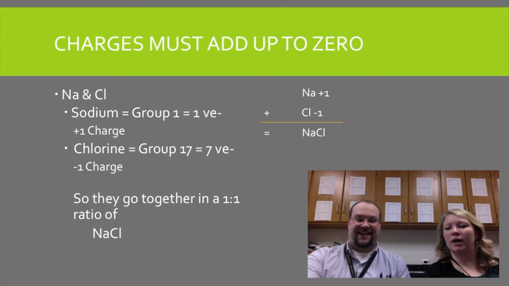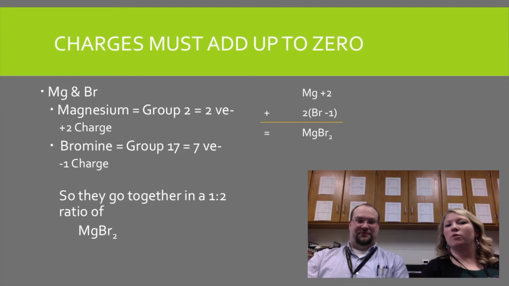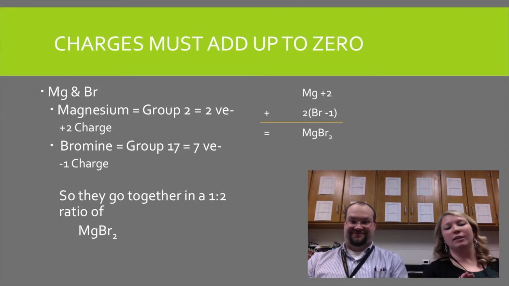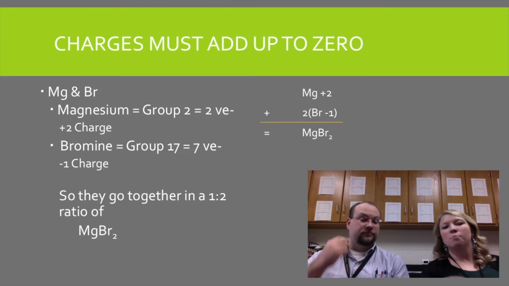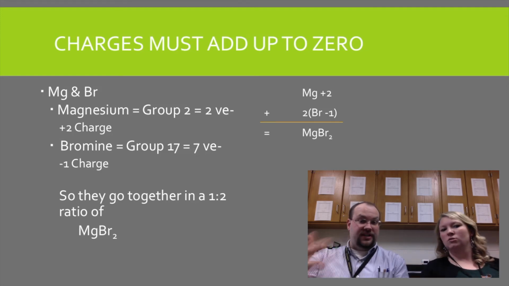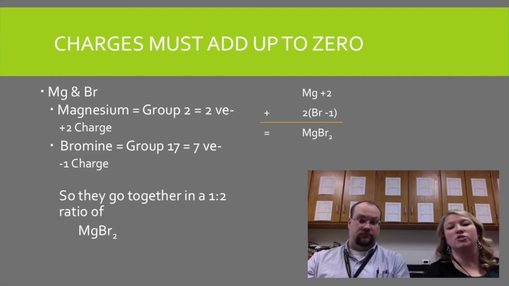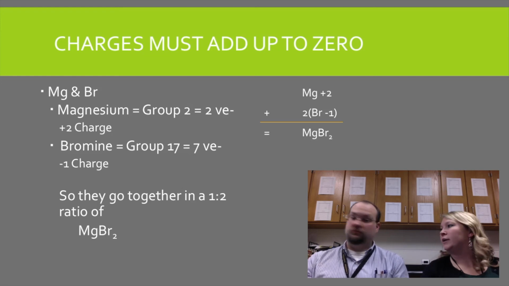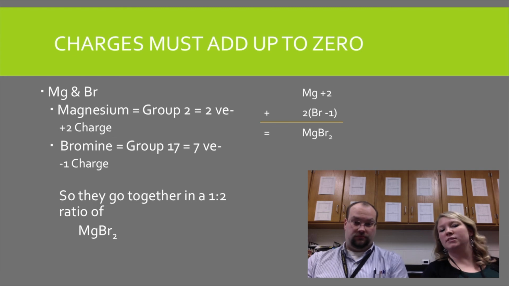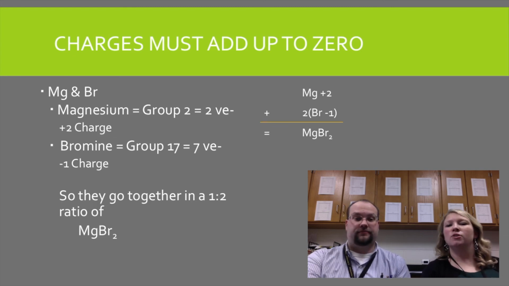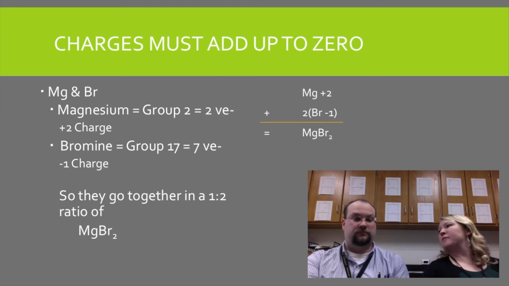If I try magnesium bromide, now a little bit different. Magnesium has a +2 charge. Bromide has a -1. It still needs to equal 0, so it no longer can be 1-to-1. It has to be 1-to-2, because magnesium is +2 and I need to subtract 2. Since bromine is a -1, we're going to need 2 of them. So MgBr2 is my formula.